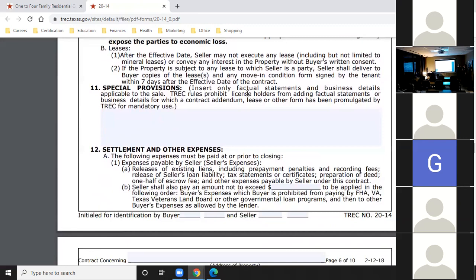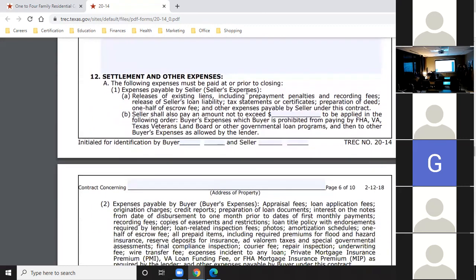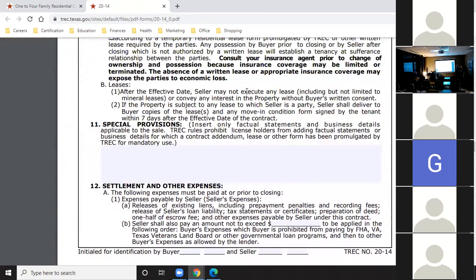All right, moving down. We forgot number 11, special provisions. Is there anything there? Does anybody know what goes there? Miss Leila, what goes there? If y'all remember something from earlier, is that where that pool thing goes? Yes, it is. That's right. Miss Leila is correct here.